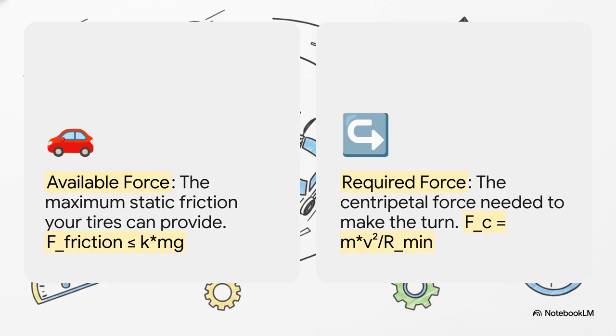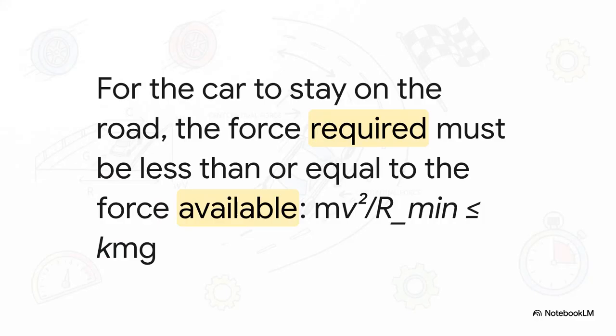And on the other side of the scale, you have the force you need to make that sharpest turn. That's the centripetal force, which is the mass times v squared over our minimum radius, r min. So, to stay on the road, the force you have available has to be at least as big as the force you require. This right here is our critical condition. And notice something really cool here. The mass, m, is on both sides of the equation. So it just cancels out. That means the safe speed limit is actually the same for a tiny little sports car as it is for a giant truck, as long as they have the same tires.